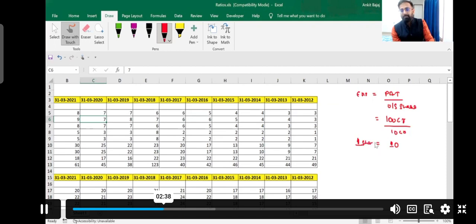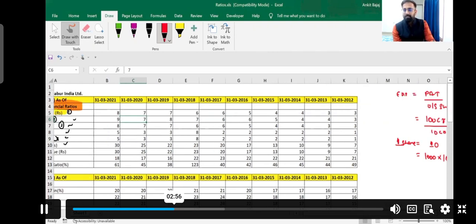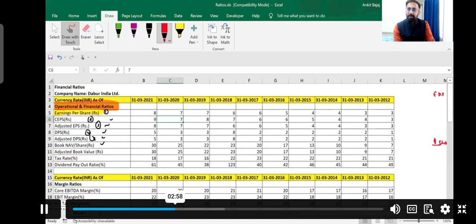Let's suppose you have invested in Dabur Limited and you have acquired 1,000 shares, right? So what will be your earning from that company? Definitely you can say that if you have acquired 1,000 shares in that company, the company has earned 10,000 rupees for you, right? This is the concept of EPS. So EPS means PAT divided by outstanding shares.